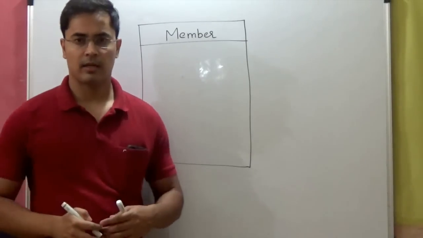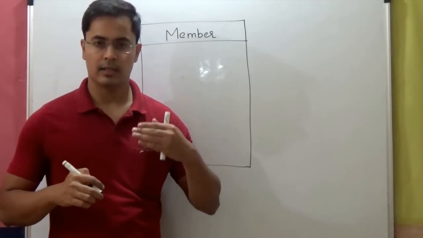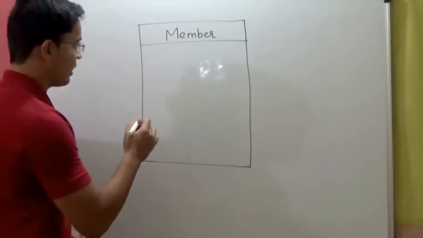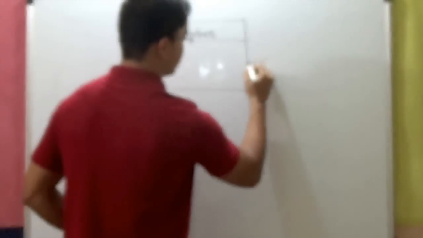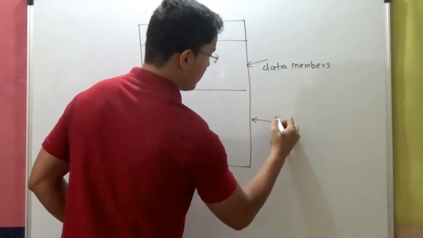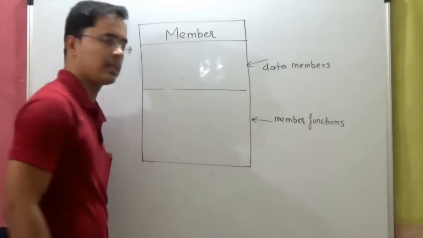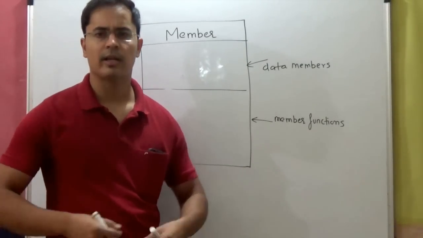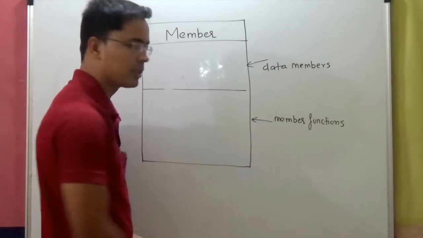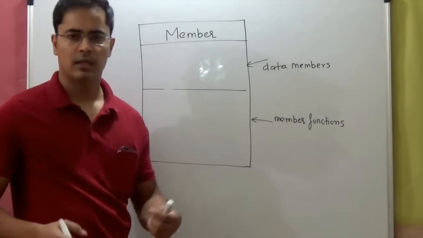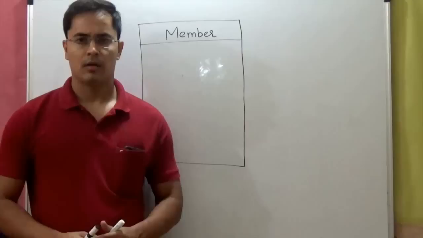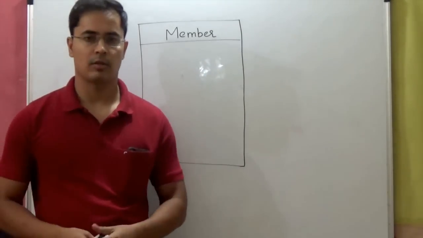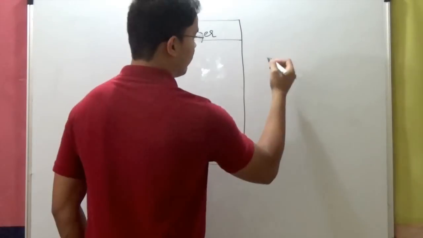Now you know that every class has certain attributes and it offers certain functionality. So every class will have some data members, right? And it will have some member functions. Data members basically are the attributes of the class, also known as variables or instance variables. And member functions are the functions of the class which offer the functionality, right?